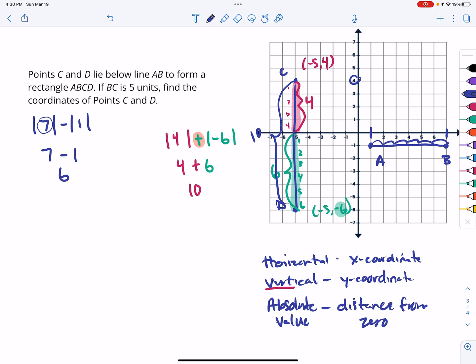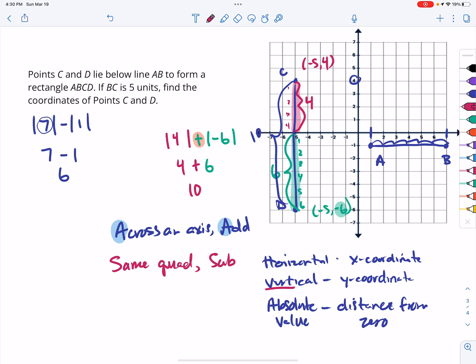Yes, you could. So the way we remember this is that if you go across an axis, you need to add. If you're in the same quadrant, you subtract.